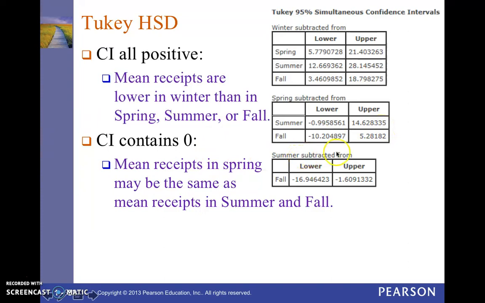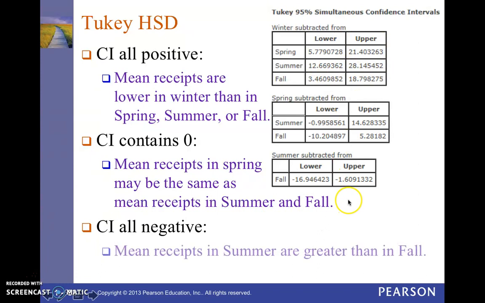Okay, and then when we compare summer with fall, notice that they're both negative, which means that 0 doesn't fall between them. Okay, and it doesn't really matter if they're both positive or both negative. The point is that 0 doesn't fall in between there. So actually, this would suggest that the mean receipts in summer are greater than the fall. Okay, and so this helps us to identify where the differences are. Now I know not just that I had a significant F ratio, but now I know that winter is substantially lower than either spring, summer, and fall. Spring doesn't seem to differ all that much from summer or fall, but summer definitely differs from fall.